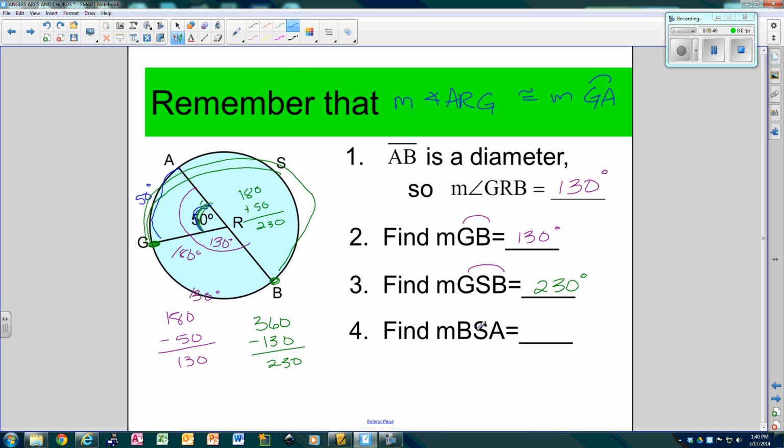Okay, and then the next thing is, what's the measure of arc BSA? BSA. Since I start at a diameter and I end at the diameter, that's a semicircle, so it's 180 degrees.